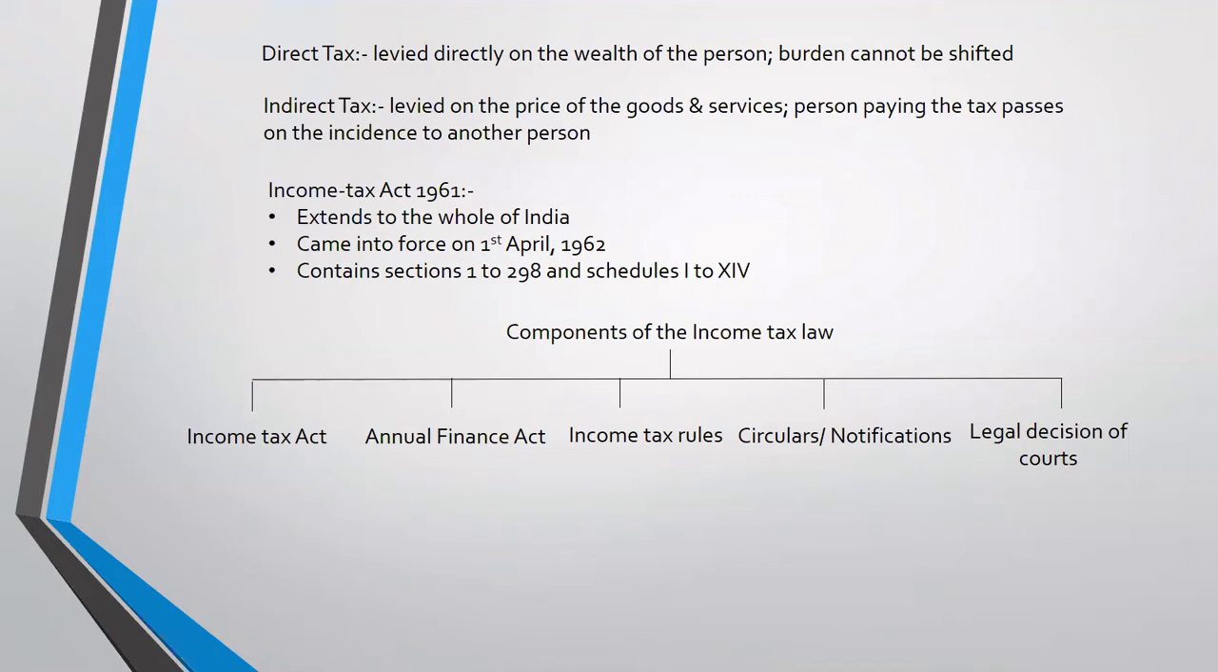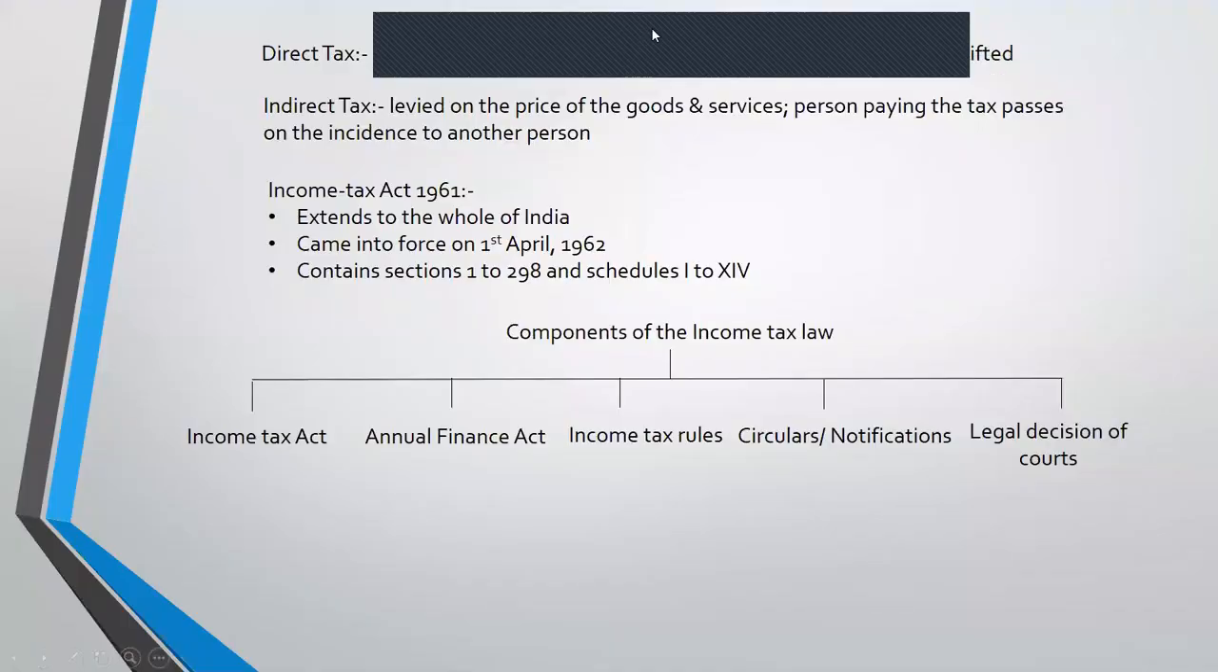Income tax rules are basically some rules to the sections. So not everything is given in the section. The section explains a particular provision. Whatever further minor details are required, they are given in the income tax rules. Again, the circulars and notifications help with better dealing with the sections and the rules. And then finally, there are legal decisions of the court that help us understand the sections better, that give us clarity on the sections.